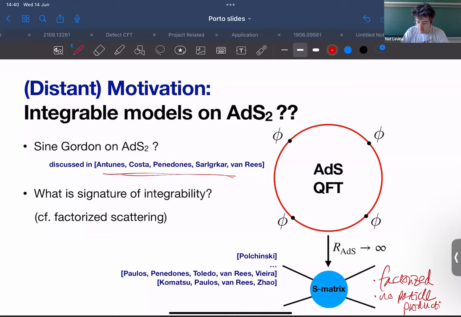So what would be the analog of that for boundary correlation functions in AdS, which are of course the closest analog of the S-matrix in AdS space? So you know, one guide, I guess, would be to think about starting with some QFT in AdS, with some boundary correlators, and asking that in the flat space limit, what you land on will be an integrable S-matrix. So down here, we know what we should look for.